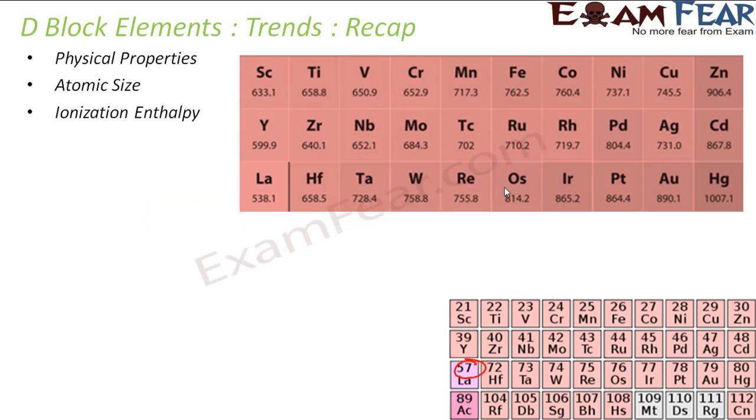Talk about ionization enthalpy. Ionization enthalpy is nothing but the minimum amount of energy required to remove an electron to infinite distance from an atom in the gaseous state. This value increases from left to right, but there are some irregular trends also, and this ionization enthalpy actually depends on the effective nuclear charge.